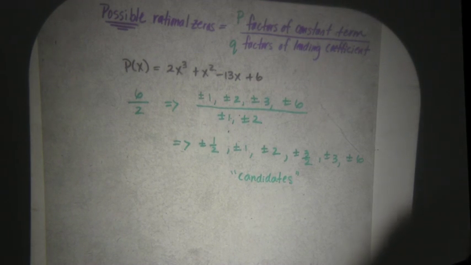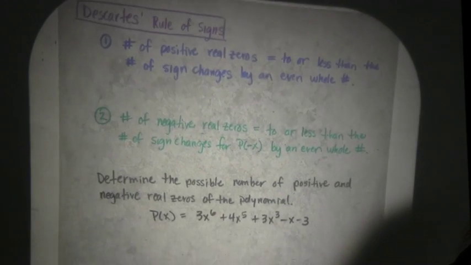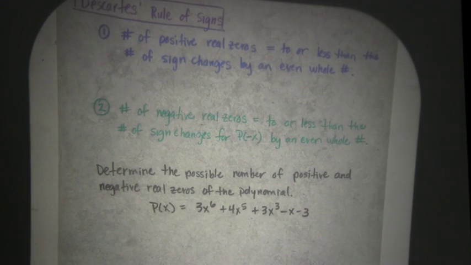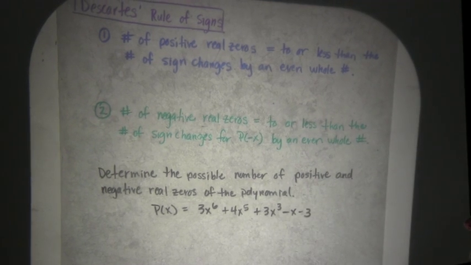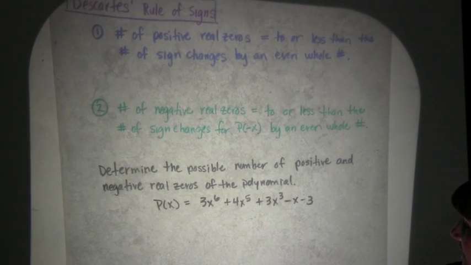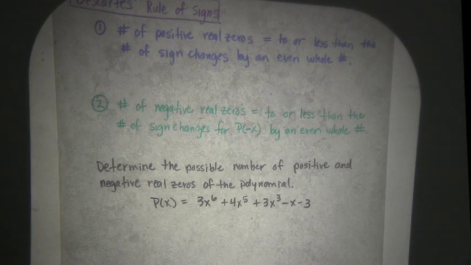We use that guy to give us a starting point. So another tool that we have for finding zeros is Descartes' rule of signs. René Descartes coined this little test here, Descartes' rule of signs. And when you first read this, it's going to sound kind of weird, but hopefully once we do an example, it might make more sense.